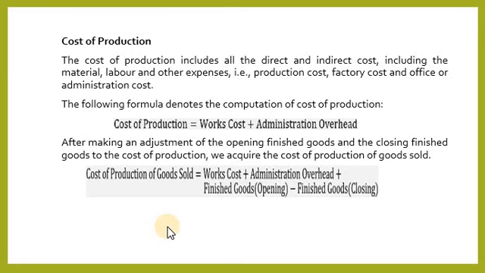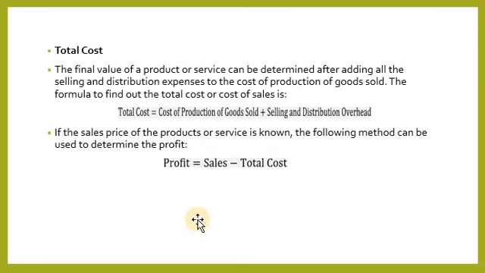Okay, this is the next important component of the cost sheet when you want to prepare the calculation. Let's go. The last component of the cost sheet is total cost. That means the final value of a product or service can be determined after adding all the selling and distribution expenses to the cost of production of goods sold. Then we will get the total cost. The formula is total cost equals cost of production of goods sold plus selling and distribution overheads.